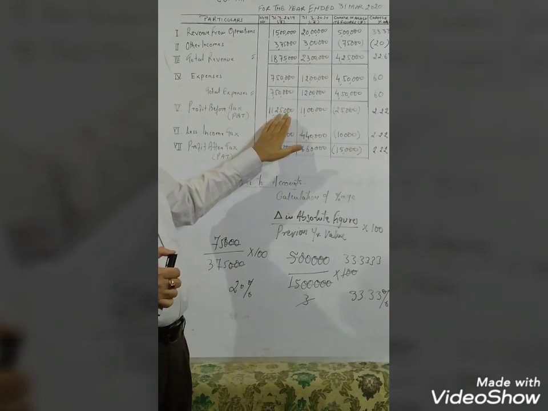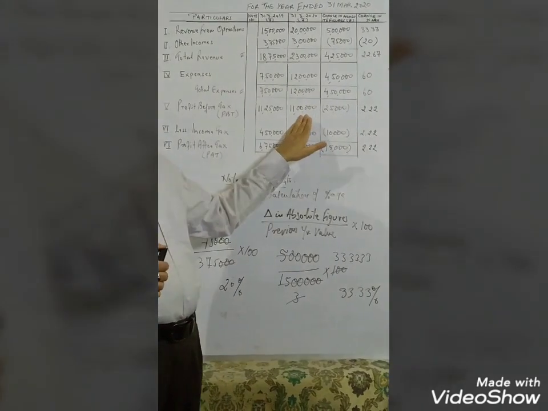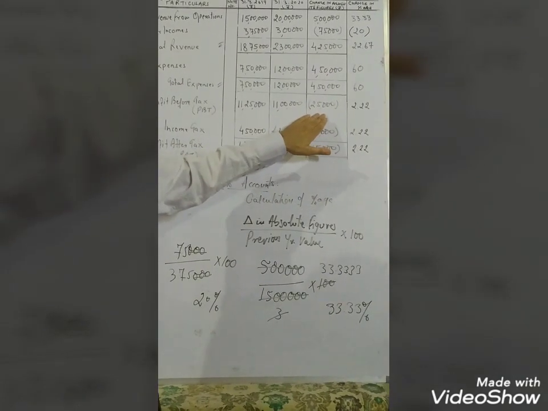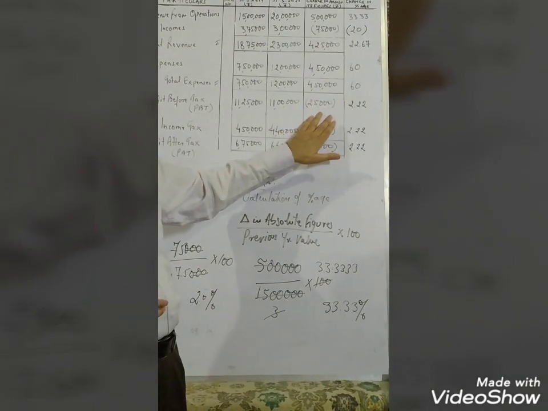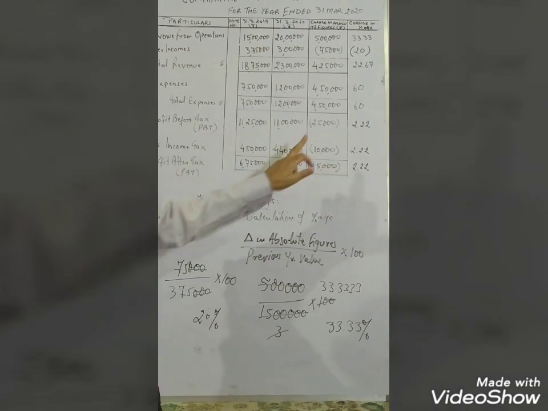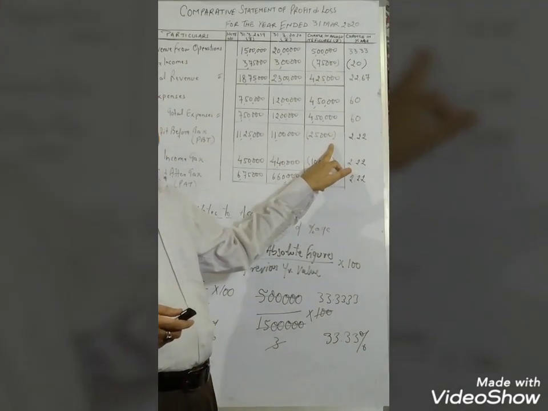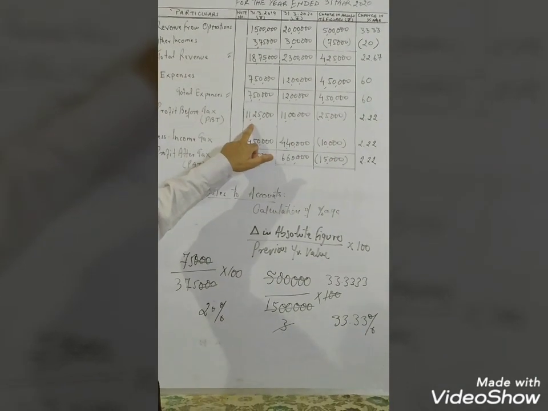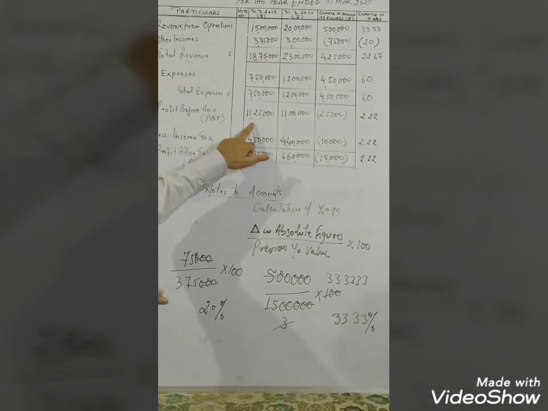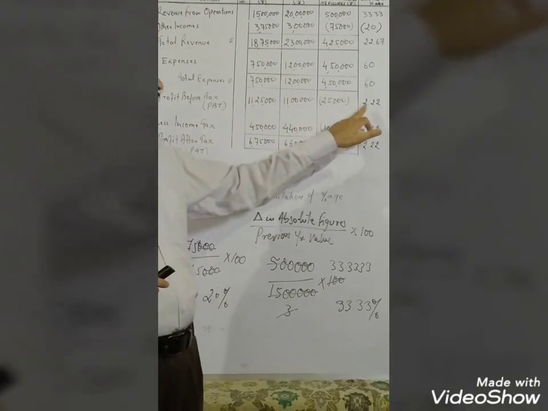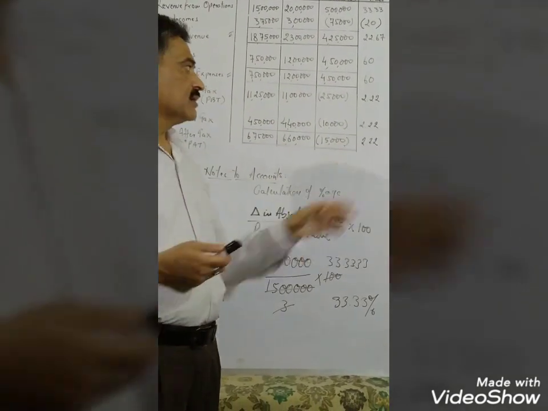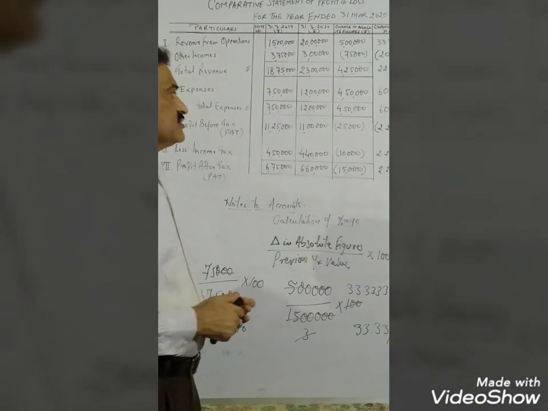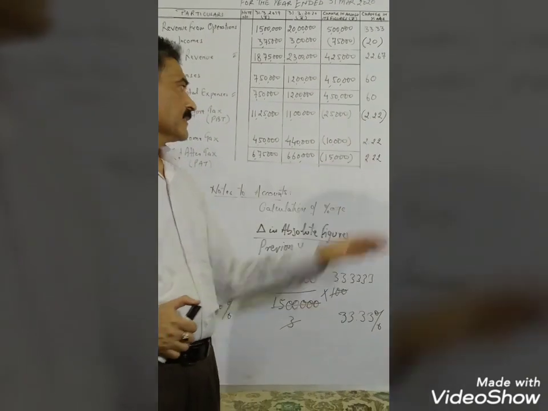From 11 lakh 25,000 to 11 lakh, there is a decrease of rupees 25,000. Now this decrease of rupees 25,000 will be shown within brackets because this is a decrease. Now this will be converted into percentage by dividing 25,000 by rupees 11 lakh 25,000 and multiplying with 100. We will arrive at 2.22%. Now this percentage will be shown within brackets because this is a negative value.